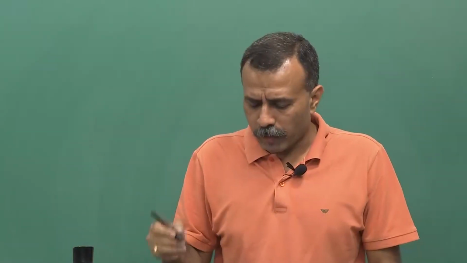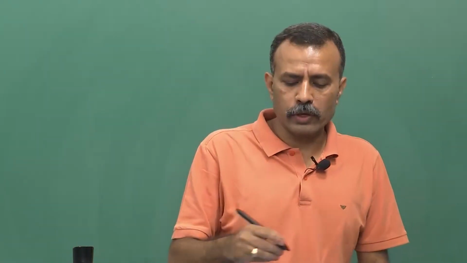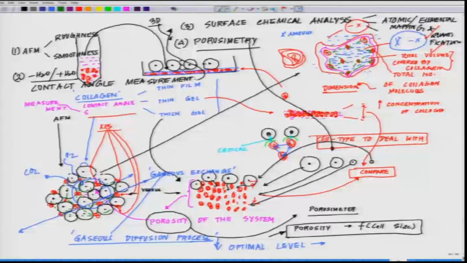Now, coming back, we talked about the collagen. So, where we digress, you can make a thin film of collagen, you can make a thin gel of collagen, or you can make a thick gel of collagen. And when you make a thick gel or even a thin gel, you can vary the porosity of that material.